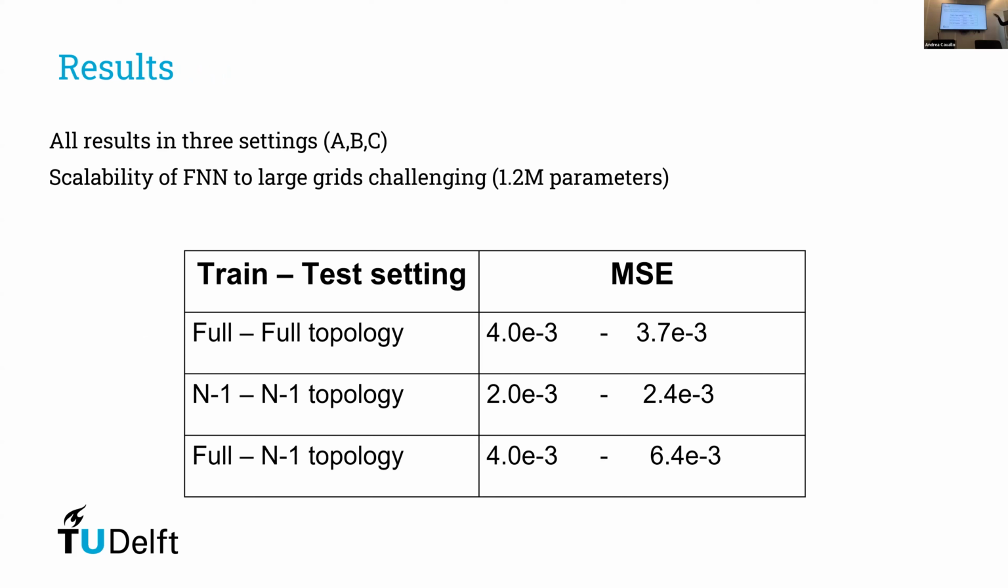So the results are in three settings. I just call them A, B, and C in this case.